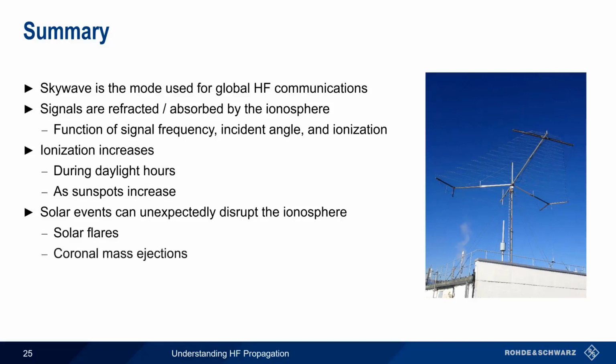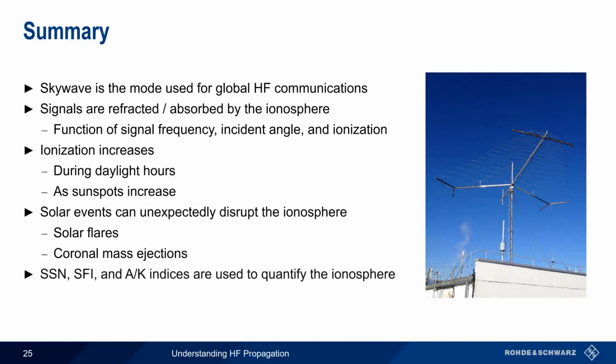Coronal mass ejections are less common, but often a more severe, source of geomagnetic storms. And finally, we can quantify the current state of the ionosphere and/or make predictions about HF propagation based on measurements such as sunspot number, solar flux index, and the A and K magnetic indices.